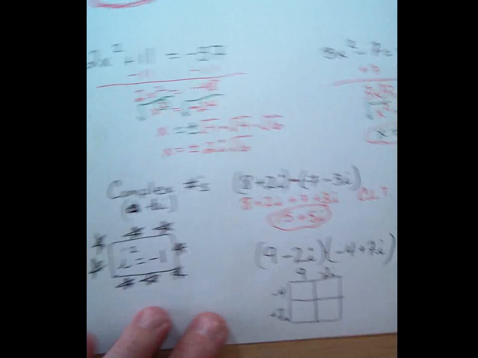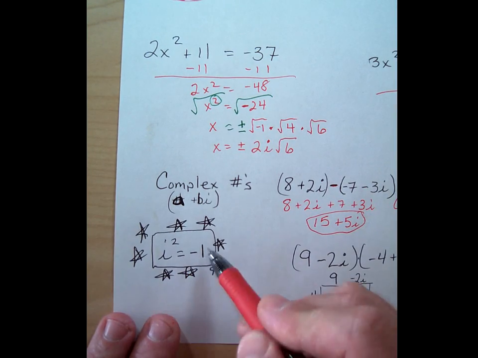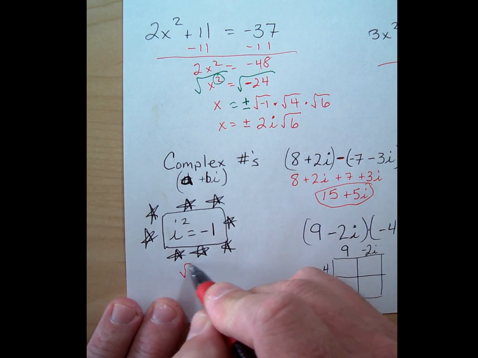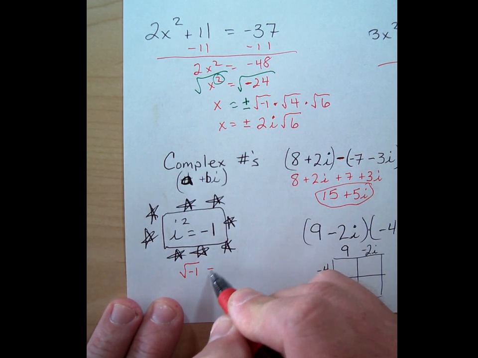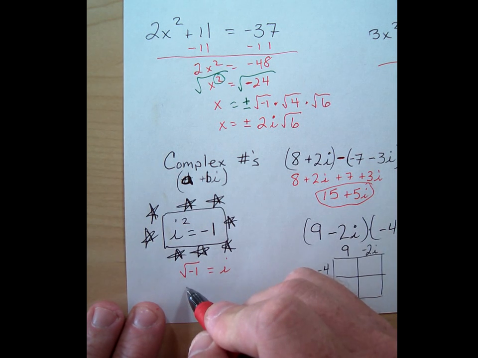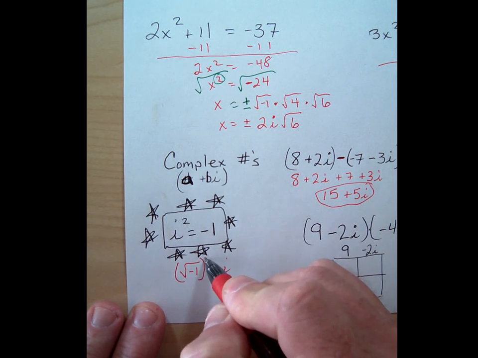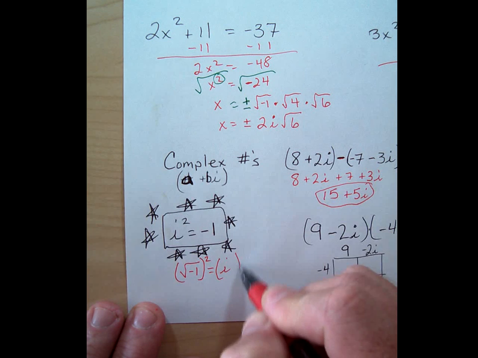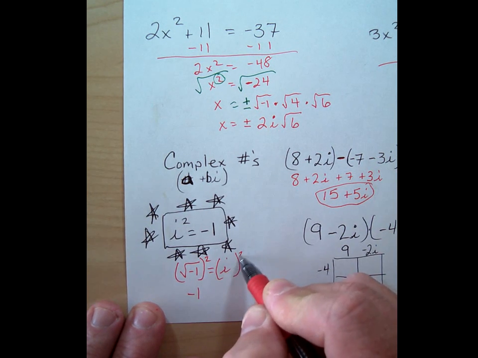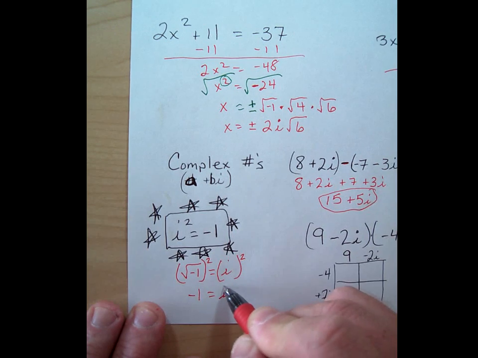Now, the other thing I told you to write down was i squared equals negative 1. Where that comes from is, think about it for a second. Square root of negative 1 is equal to i. If I square this, based on theory, when you square a radical, you just get the negative 1. Well, square this side. That's where it comes from.